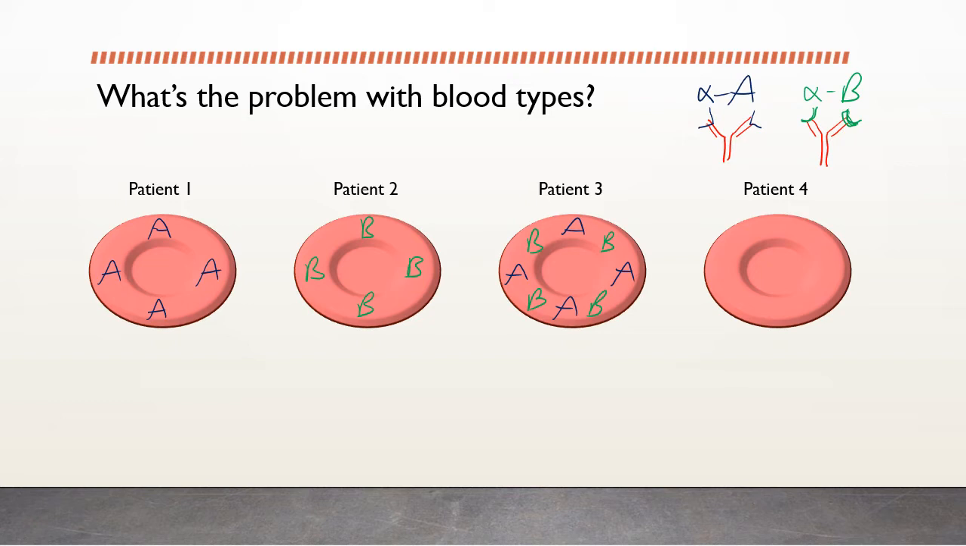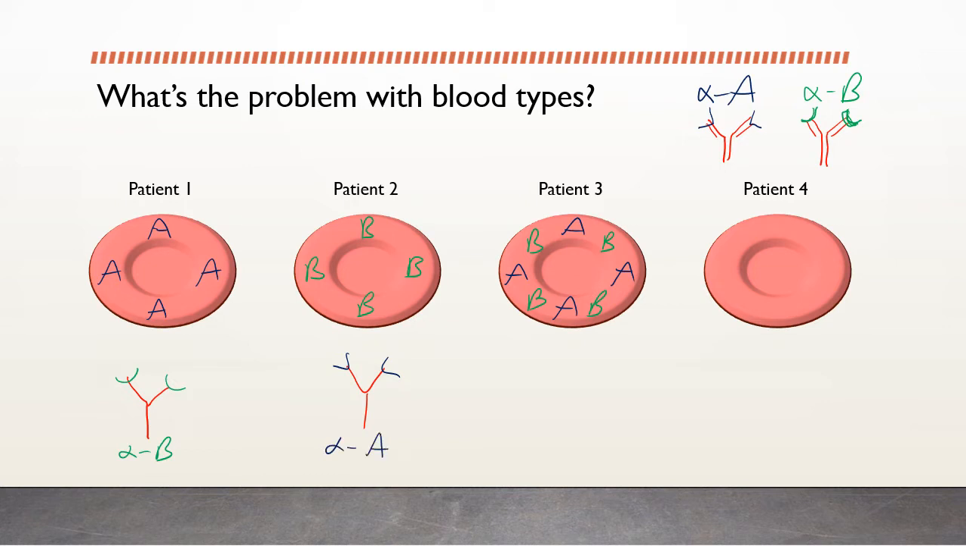So what does patient A have in her blood? Well, she has A antigens on her blood cells, so she's not going to have that antibody. What she's going to have is anti-B antibodies in her blood. Patient 2 has B antigens on his blood cells, so he's not going to make those antibodies. What he's going to make is anti-A antibodies hanging around in his blood.